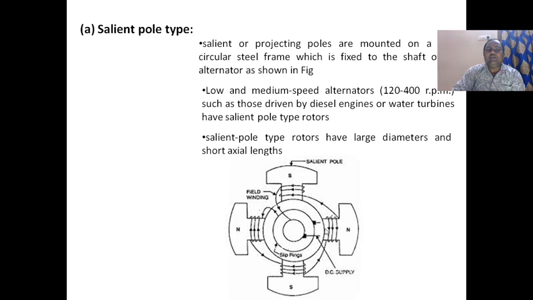Please observe carefully. The poles are projected type. The field winding is placed here. The poles are projected type. So the rotor must be excited with a DC supply.